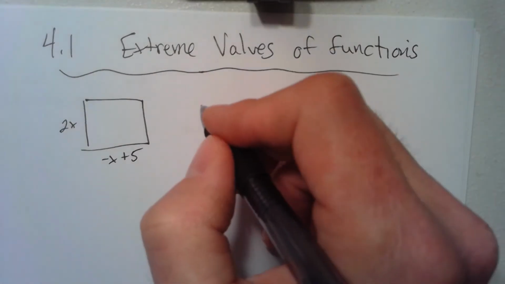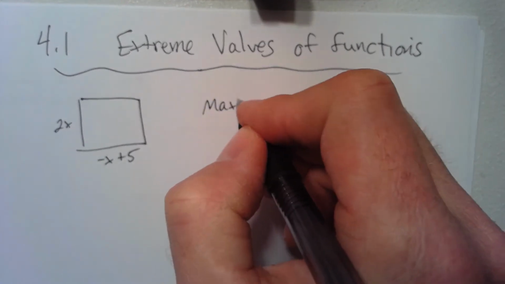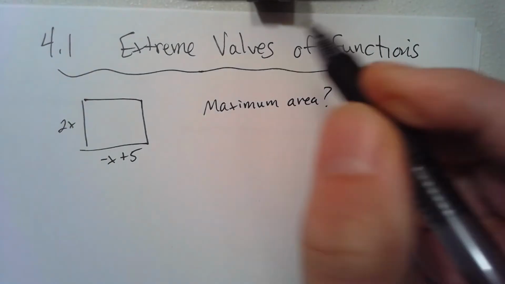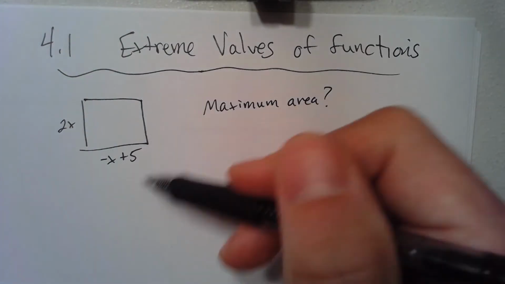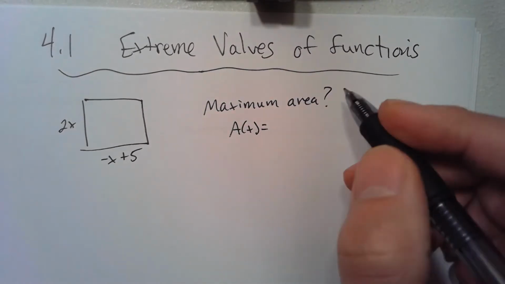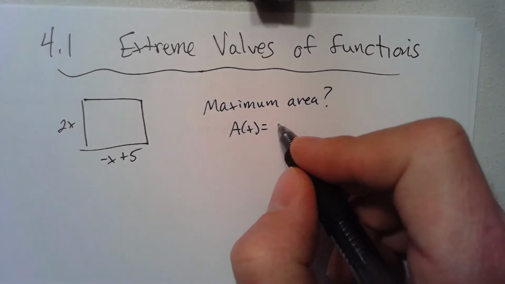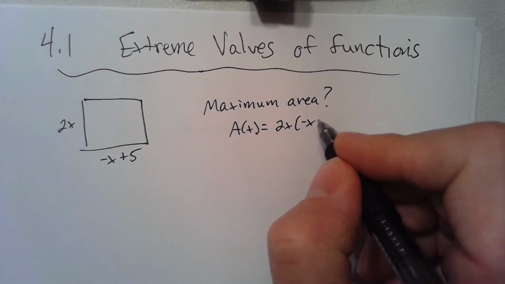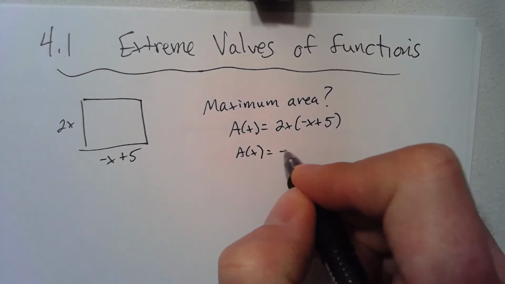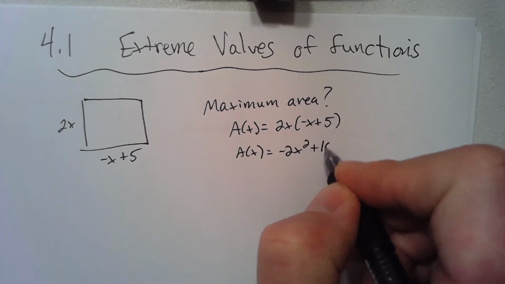If we want to find the maximum area of a rectangle defined this way, you could do this with algebra. Either way, we have to find area written as a function, so it'd be base times height, so 2x times negative x plus 5, so A of x equals negative 2x squared plus 10x.